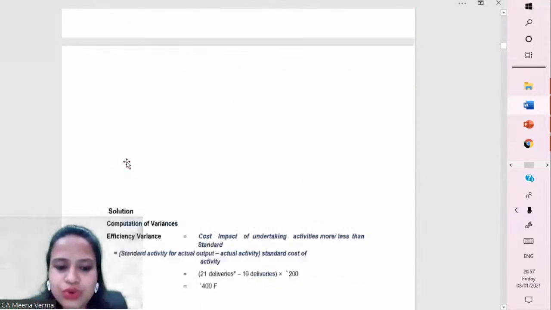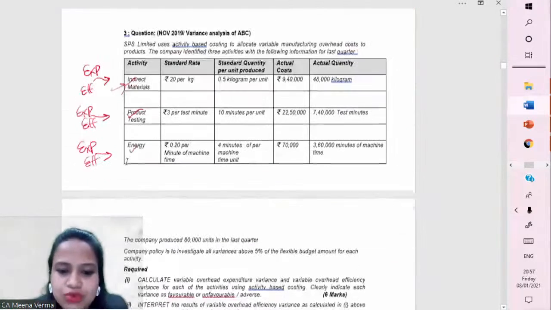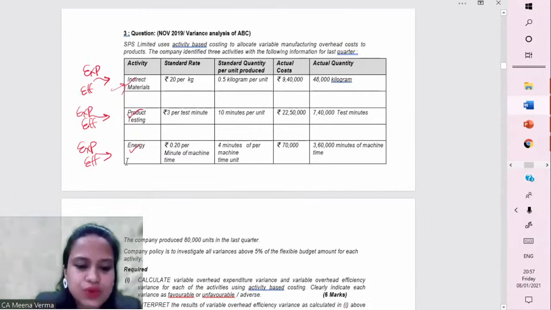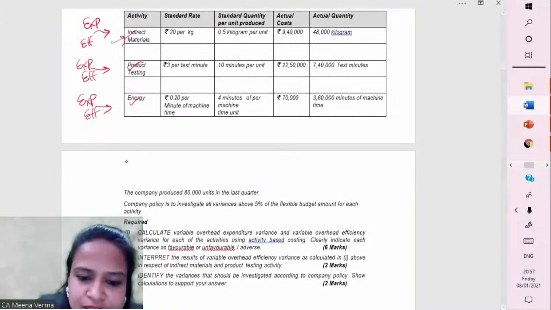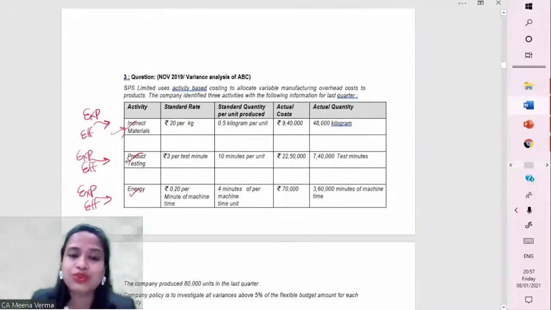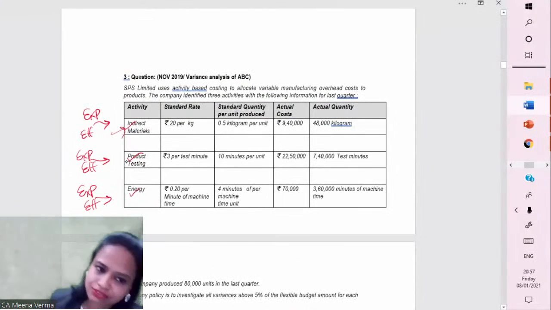Okay, we have one more question. In this question also, you have to calculate the expenditure variance and efficiency variance using activity-based costing. Means for each activity, you have to calculate the expenditure variance and efficiency variance.